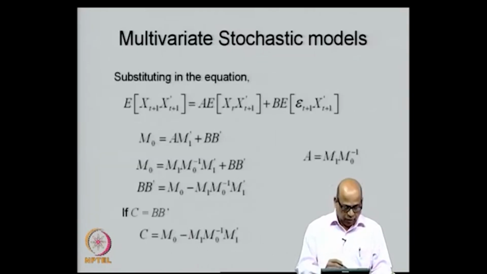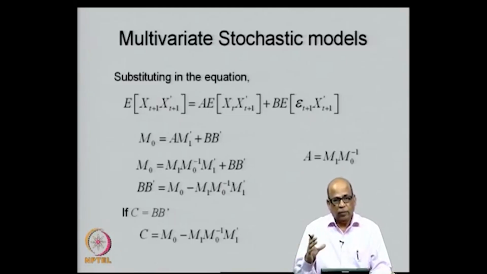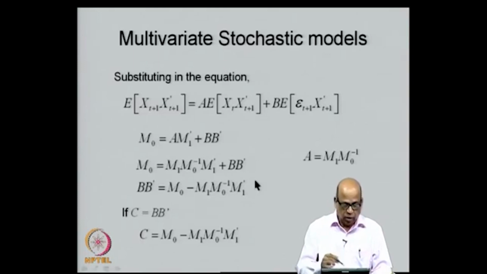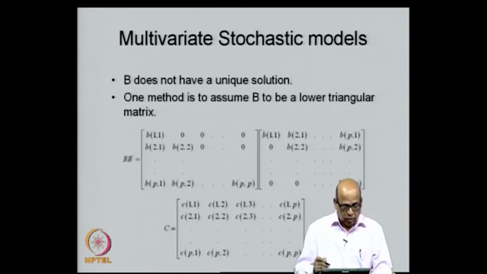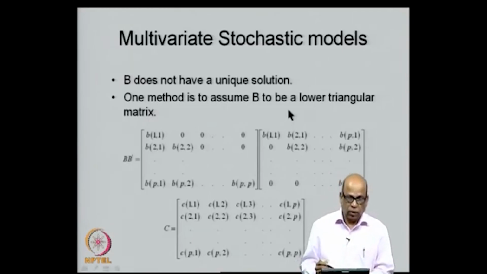Now, from here you can see, if we write like this, the matrix B does not have a unique solution, which means it can have several alternate solutions, all of which will satisfy this particular expression. So, one of the ways is to assume a particular structure for the matrix B. And in this particular model, we typically assume B to be a lower triangular matrix. So, one method is to assume B to be a lower triangular matrix.